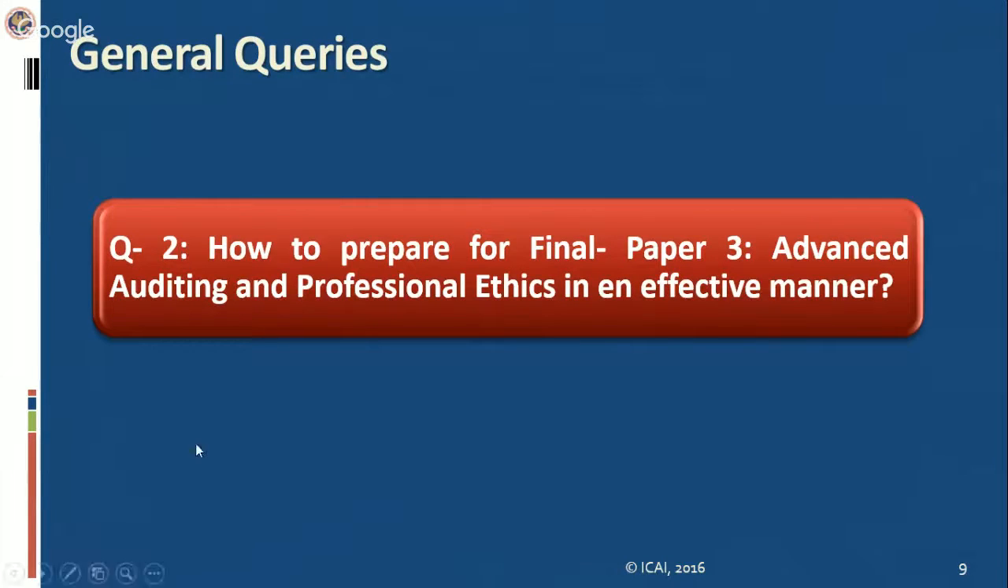Yes, students, before discussing how to prepare for final paper 3, what is the strategy for preparing final paper 3? We check if there are online queries. Well, before moving to the online queries, first we will take this question on how to prepare.